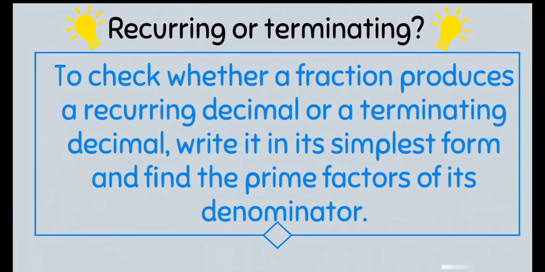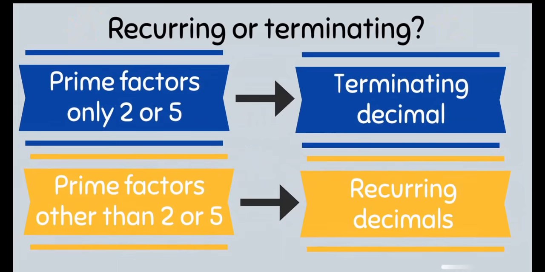To check whether a fraction produces a recurring decimal or a terminating decimal, write it in its simplest form and find the prime factors of its denominator. Here is what you need to know.